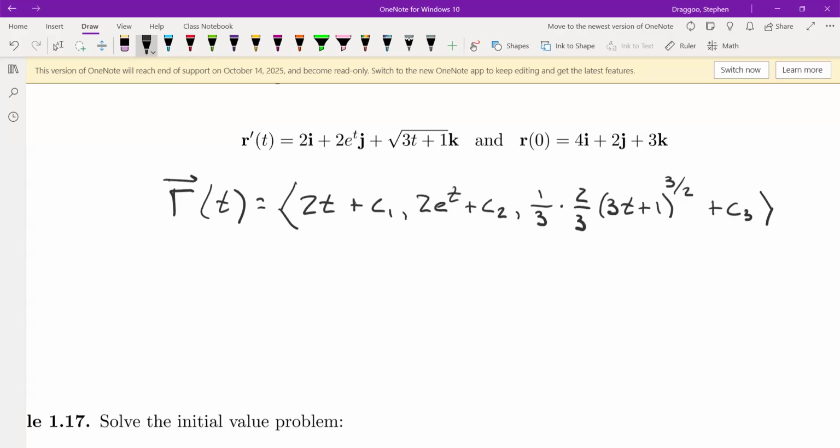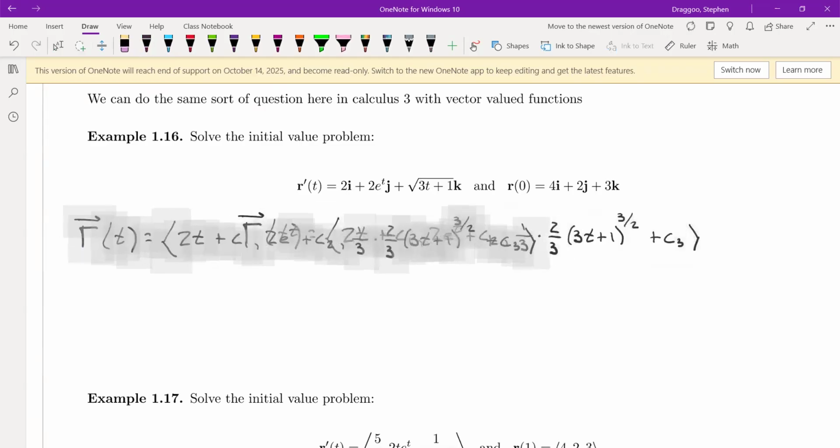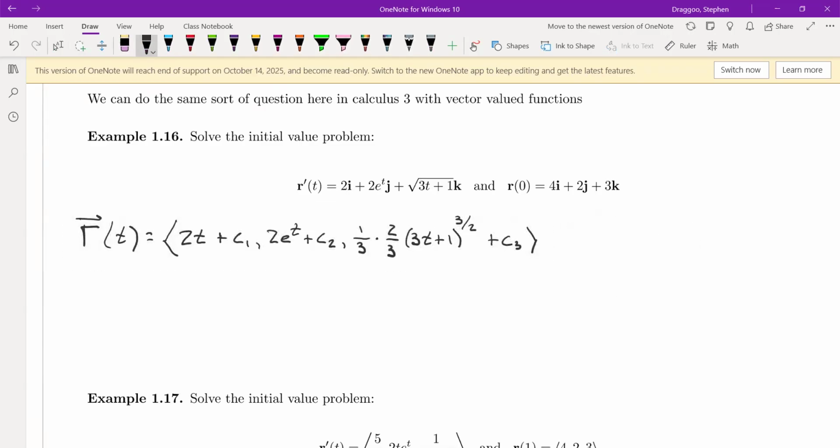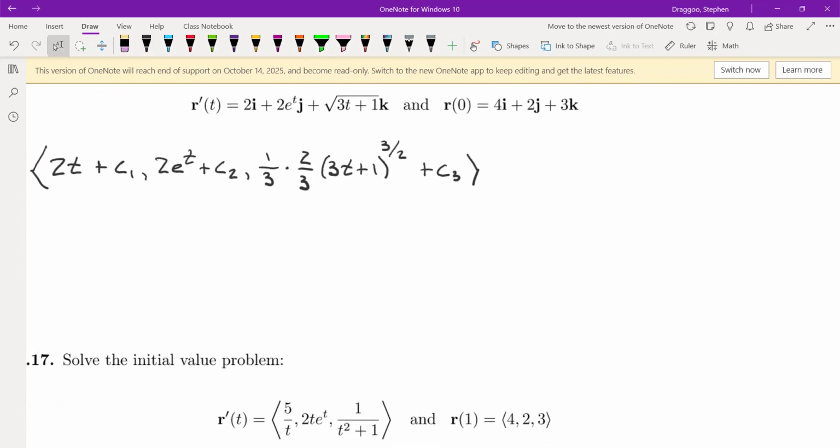And I've got an initial value problem to solve. Basically, I've got these 3 components, all should be equal to something at 0, and I want to go figure out what that is. So I think if I just leave it on screen right there, I can write some stuff down. So 2 times 0 is 0, plus c1 is equal to 4. I'll have 2 times e to the 0, which is 1. So 2 plus c2 is equal to 2.